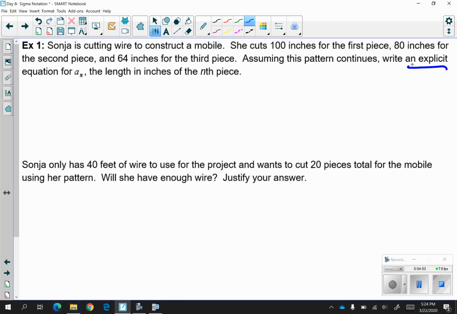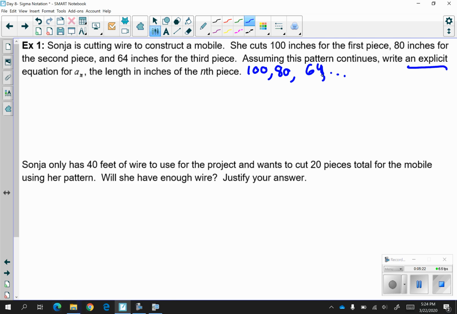From there, you have to figure out, is it arithmetic or geometric? And if you look at it, we have 100, 80, and 64, and so on. So the thing is, if it were arithmetic, to get from 100 to 80, you would have to subtract 20. If you take 80 and subtract 20, that's going to get you 60, not 64. So it's definitely not arithmetic.